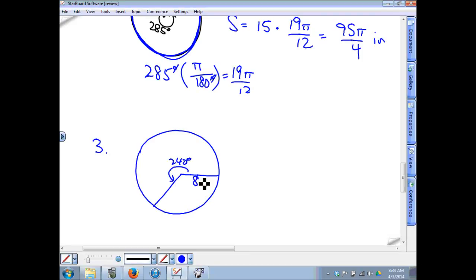We have 240 degrees. This is 8 miles. You're supposed to find now the area of the sector. That's the sector you're supposed to find. It's just a different formula. Area of a sector is 1/2 times the radius squared times the angle.